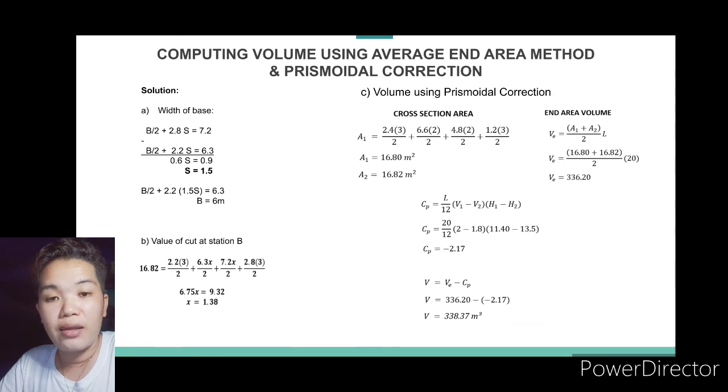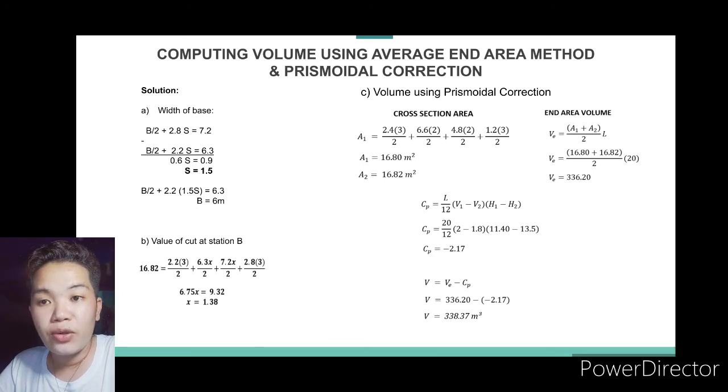So we now proceed to the end area volume using the value of area 1 and area 2. Now we use the formula: end area volume is equivalent to area 1 plus area 2 over 2 multiplied by the length. So area 1 is equal to 16.80 plus the value of area 2, which is 16.82, all over 2 multiplied by the length of the section, which is 20. So the value of the end area volume is equivalent to 336.20 cubic meter.